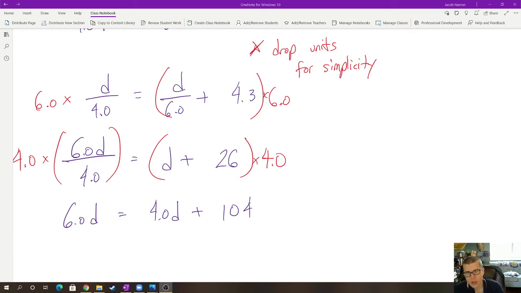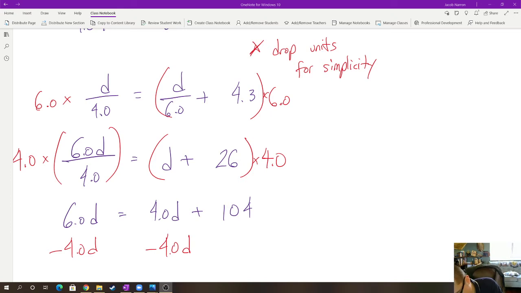So here's what we're going to do. You guys have seen these numbers the entire problem. You got 6.0, 4.0, 26. Let's just make our final answer 2 sig figs, and let's just not worry about it right now. Okay, so the next step, I'm going to go ahead and subtract 4.0 times d, just to get rid of it on that side. Whatever you do to one side, do to the other. So I end up getting this. I get 2.0d equals 104.